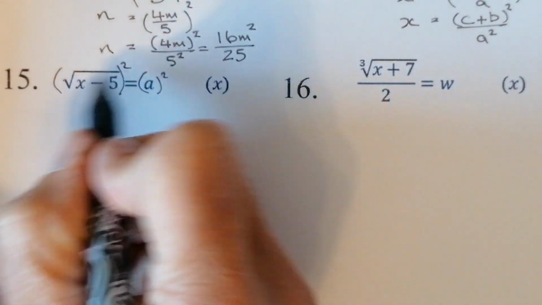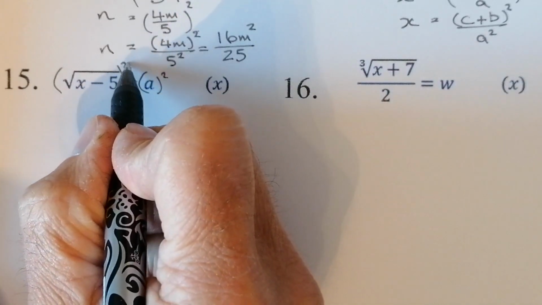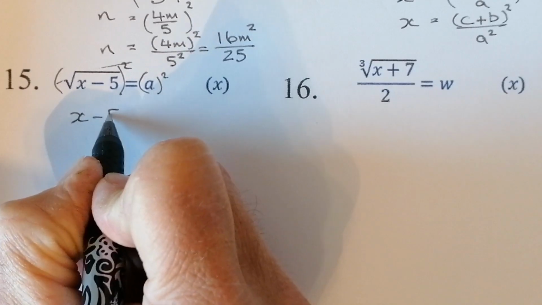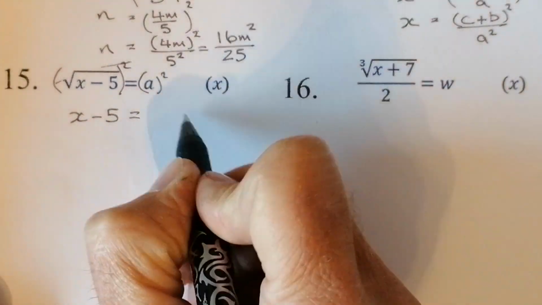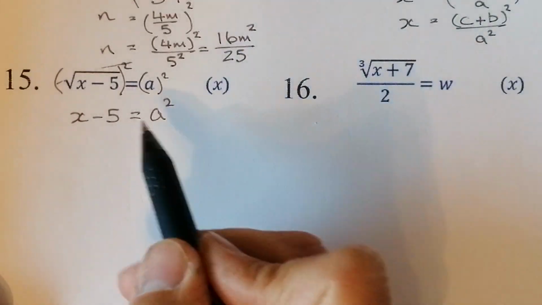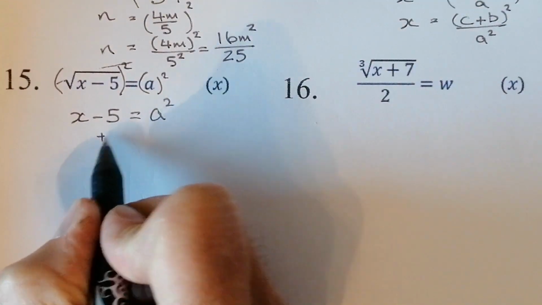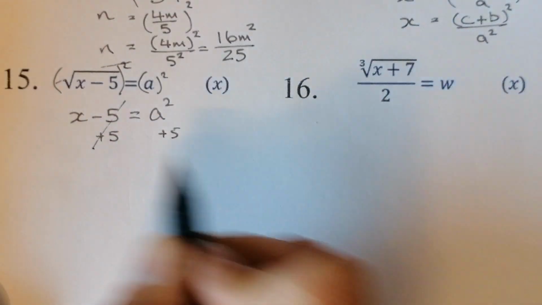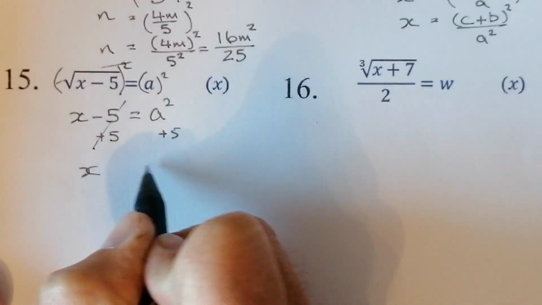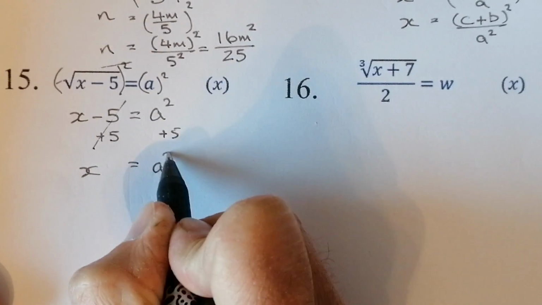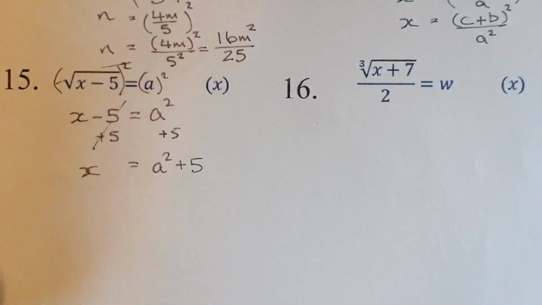Okay, so what we've got here is, if I square that, the square and the root cancel out. So on the left, I've got x minus 5 is equal to, and that's going to be a squared that's there. What I'm then going to do is get rid of that 5 by adding 5 to that side. I'll eliminate that. I must add 5 onto the right hand side. So there, finally, x is going to be equal to a squared plus 5. And that's that one completed.